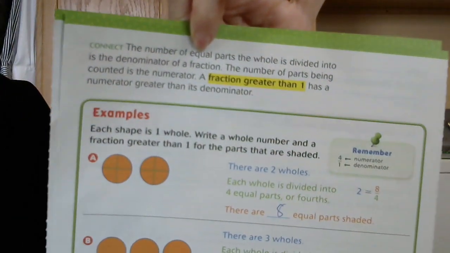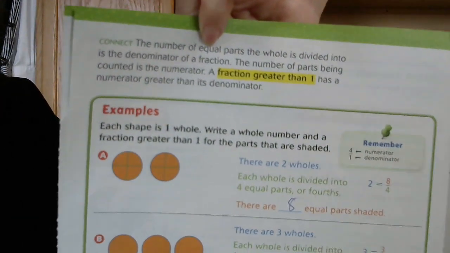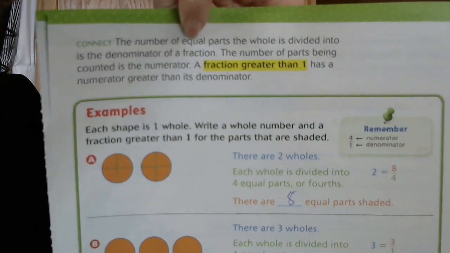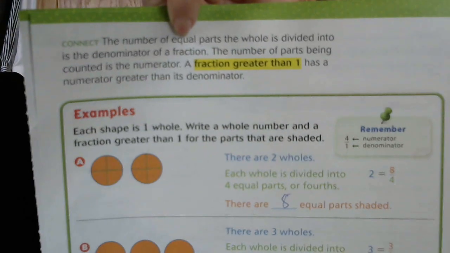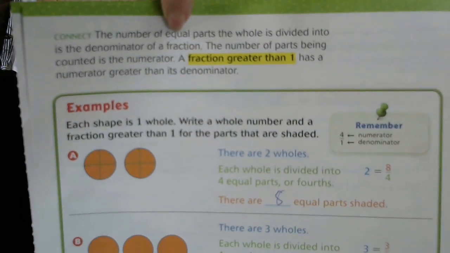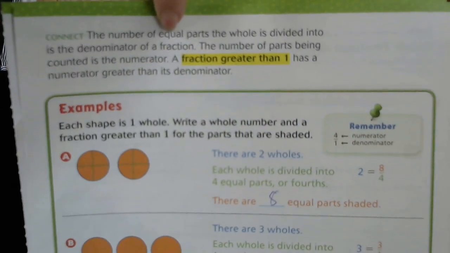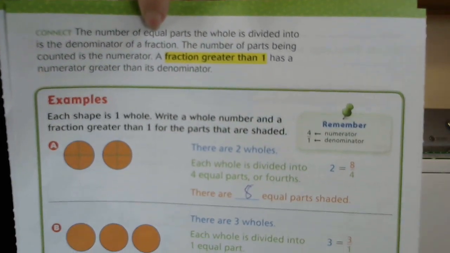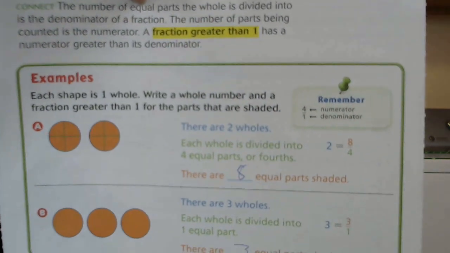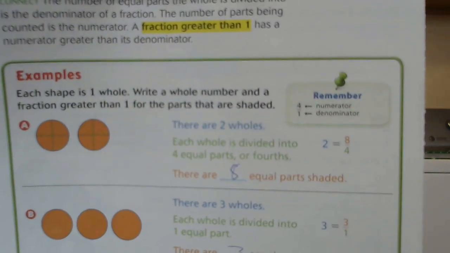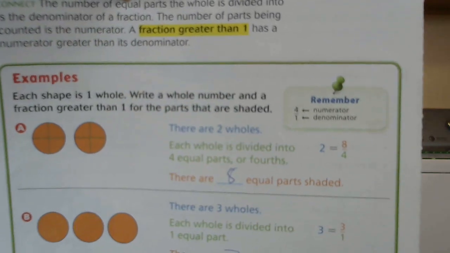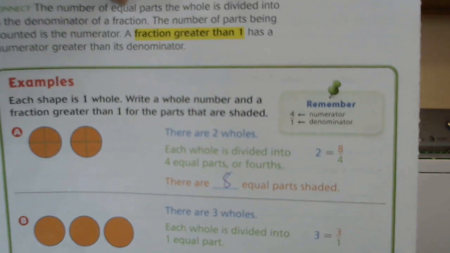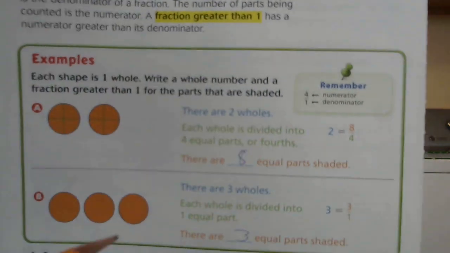Now, our Connect says the number of equal parts the whole is divided into is the denominator of a fraction. The number of parts being counted is the numerator. A fraction greater than 1 has a numerator greater than its denominator. Each shape is one whole.